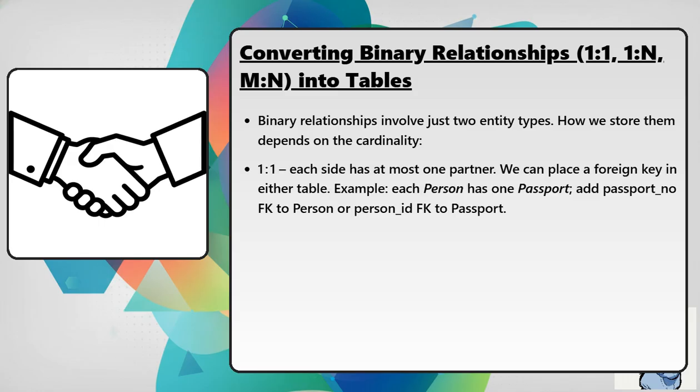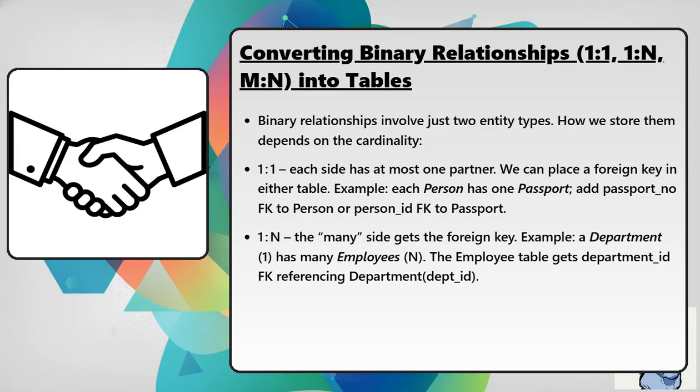One-to-one: each side has at most one partner. We can place a foreign key in either table. Example, each person has one passport. Add passport number as a foreign key to person, or person identifier as a foreign key to passport. One-to-many: the many side gets the foreign key. Example, a department has many employees. The employee table gets department identifier as a foreign key referencing department identifier.